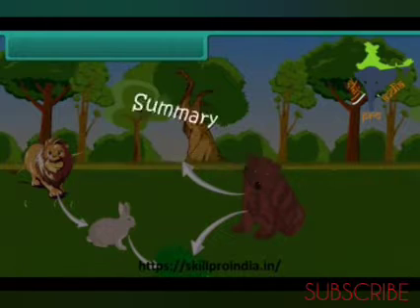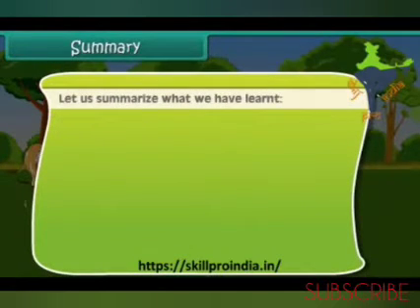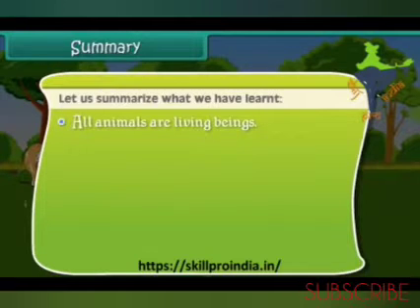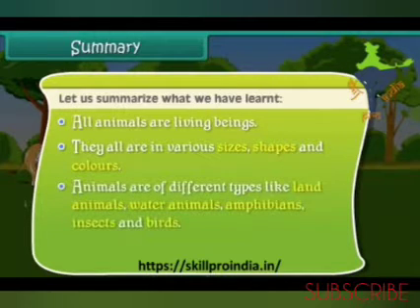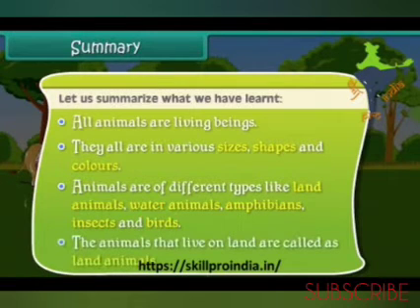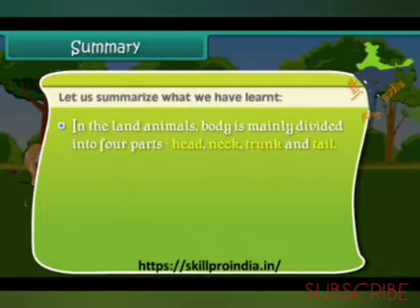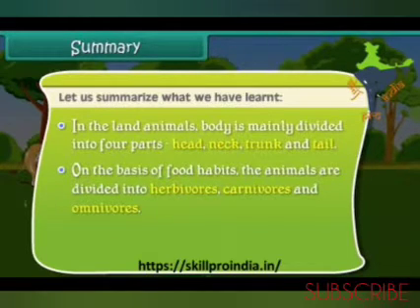Summary. Now friends, let us summarize what we have learned so far. All animals are living beings. They all are in various sizes, shapes, and colors. Animals are of different types like land animals, water animals, amphibians, insects, and birds. The animals that live on land are called land animals. In the land animals, the body is mainly divided into 4 parts: head, neck, trunk, and tail. On the basis of food habits, the animals are divided into herbivores, carnivores, and omnivores.